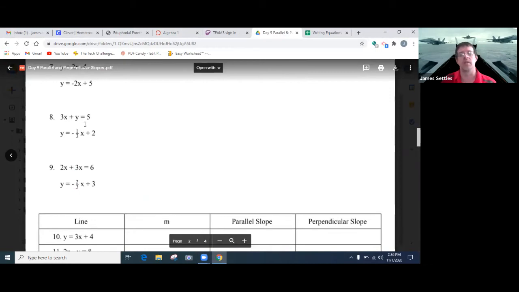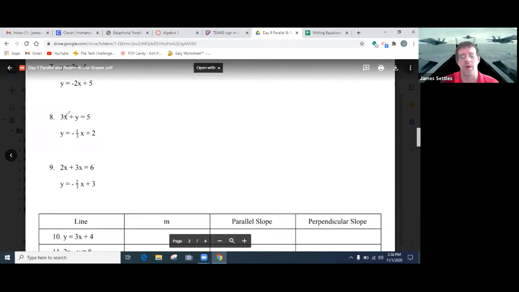So I'm only going to do this one right here. We're not going to do number 9. As of right now, you cannot tell me the slope of this line. So I get a lot of kids that are like, oh, the slope is 3. No. So I want to make sure you understand this.